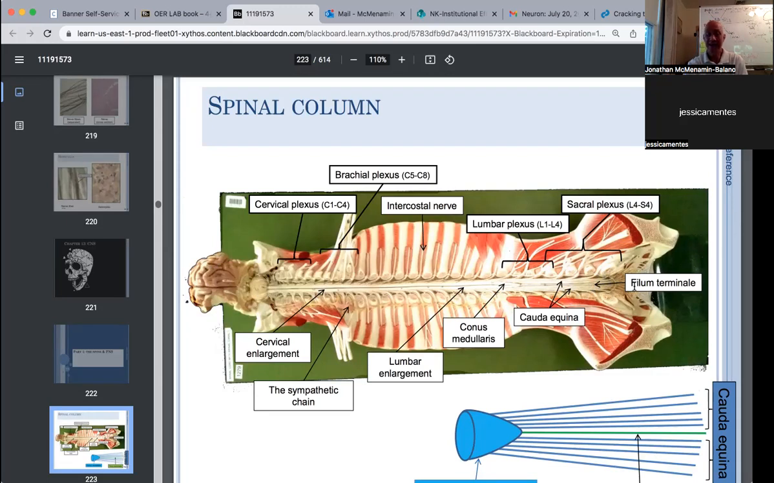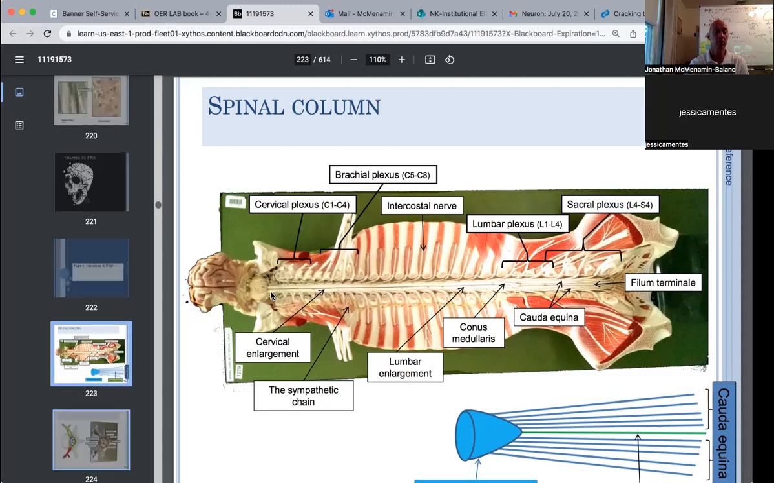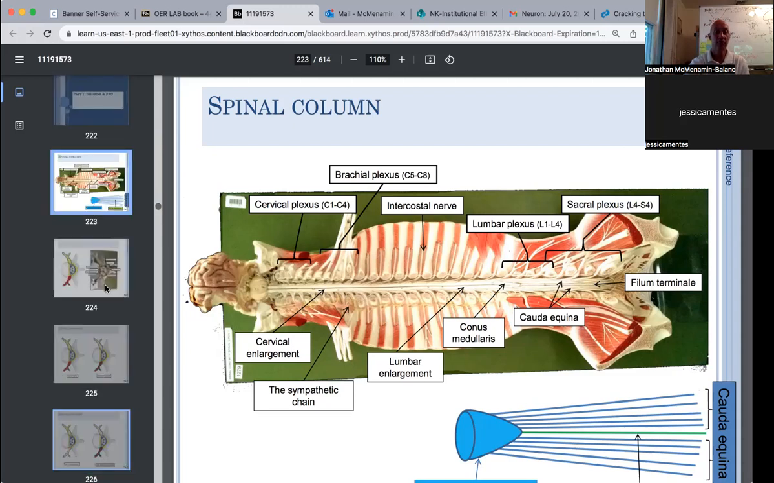Inside of this, we have to anchor it, and we use the denticulate ligaments as well as the filum terminale, and the fact that your spinal cord attaches to your brain to keep it all in place. Okay, so how does Mother Nature do this at the individual vertebra?